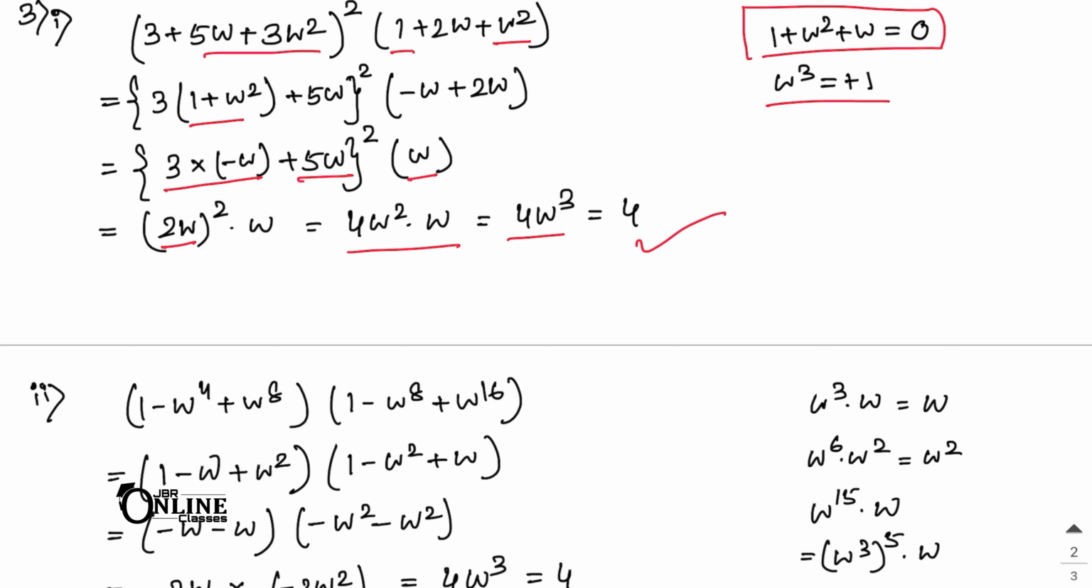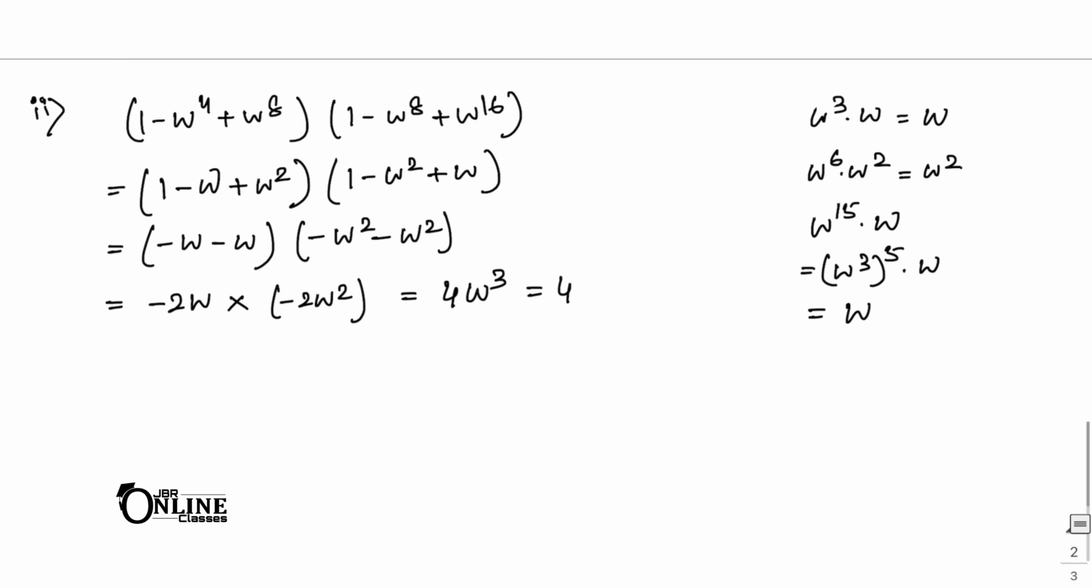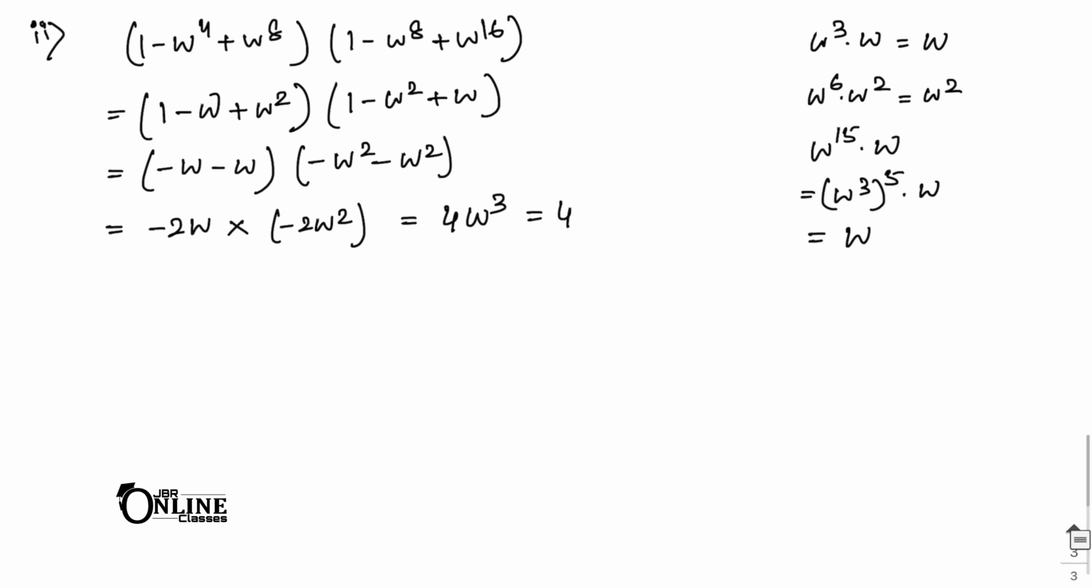Okay, it's very easy. Now move on to the next one. So here the next one, sum number 3.2: (1 - omega to the power 4 + omega to the power 8) into (1 - omega to the power 8 + omega to the power 16). So here 1 - omega to the power 4, omega to the power 4 means omega, because omega cube is 1, so it becomes omega.